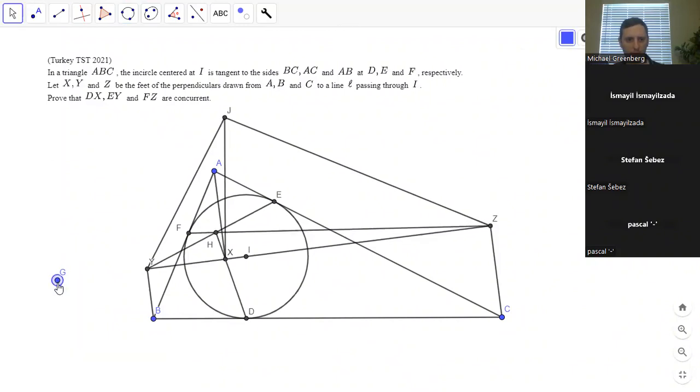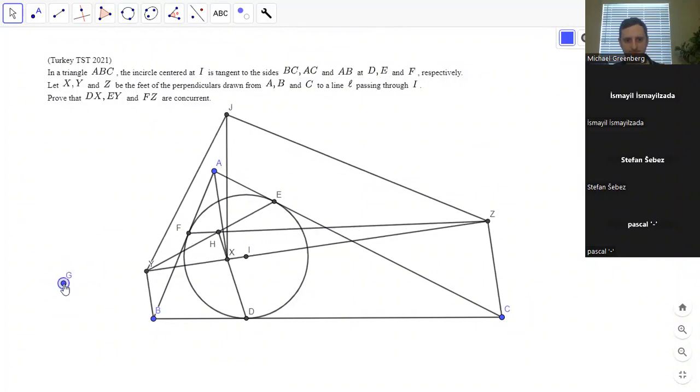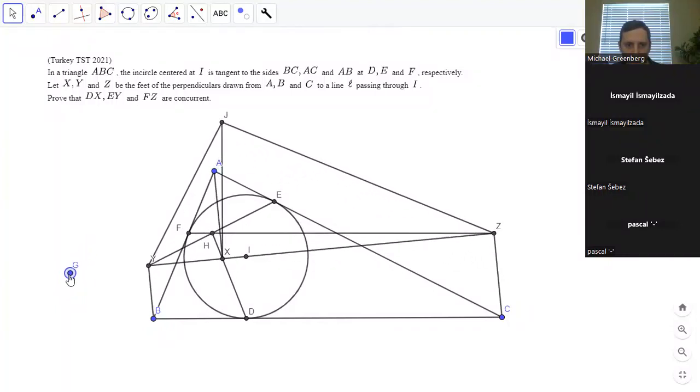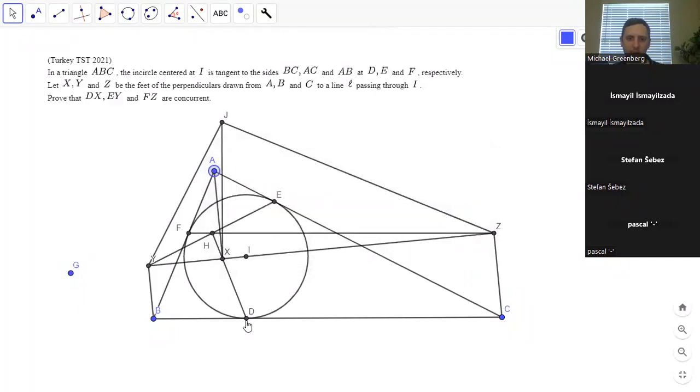So yeah, what happens when we move this line around? X, Y, and Z change. I think it would be helpful to invert around the circle. Okay. So D, E, and F would stay fixed. And A, B, and C would go to the midpoints of DF, DE, and EF, right?